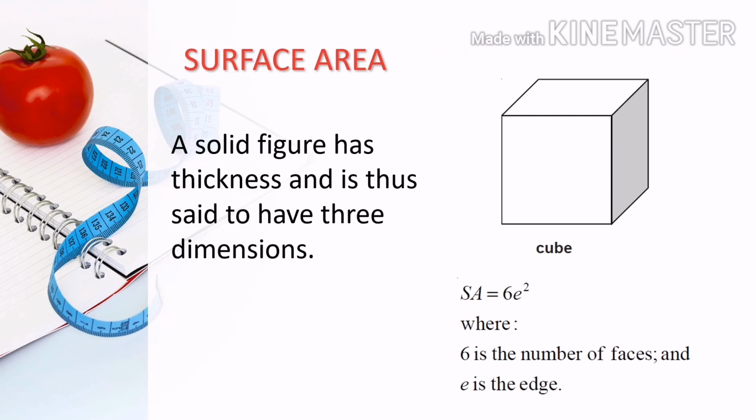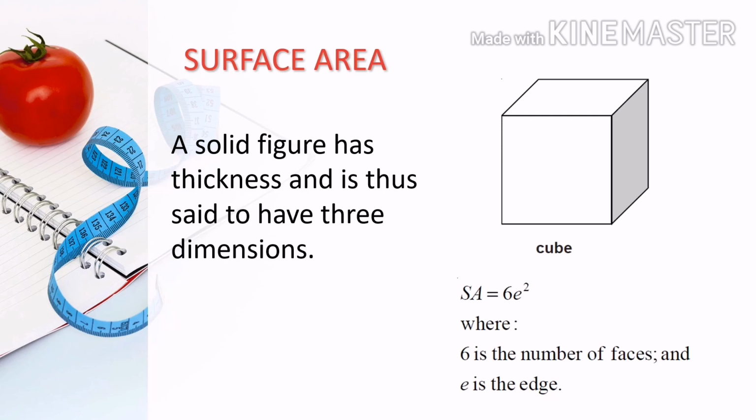This time, let's talk about the surface area. A solid figure has thickness and is thus said to have 3 dimensions. So, kung kanina sa planar figures, patag lang, flat surface, dito ngayon, meron tayong solid figure, parang dice, okay, or parang box. So, 3-dimensional siya. And therefore, pag kinuha natin yung surface area, ibig sabihin ng surface area, yun yung area ng lahat ng mukha nung ating solid figure. Let's say, for example, itong cube.